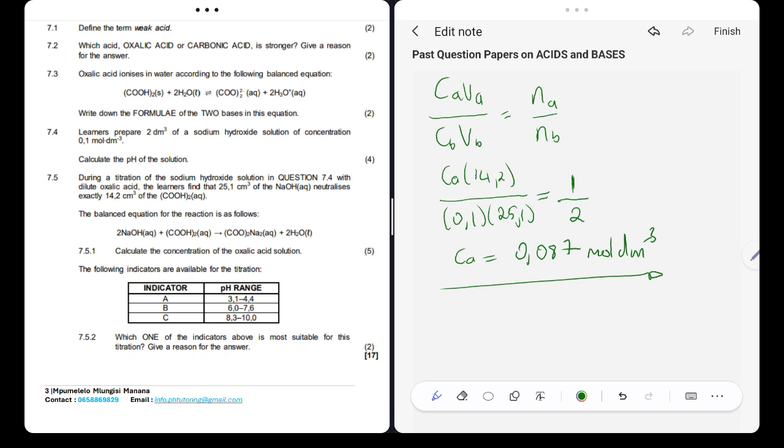I'm saying that because, firstly, the base will be in excess, which simply means that the pH will be above 7. Are you together? So since the base is in excess, that means the indicator that you must use should indicate a pH of greater than 7. Are you together? So indicator C is the one which is most suitable for this titration reaction.